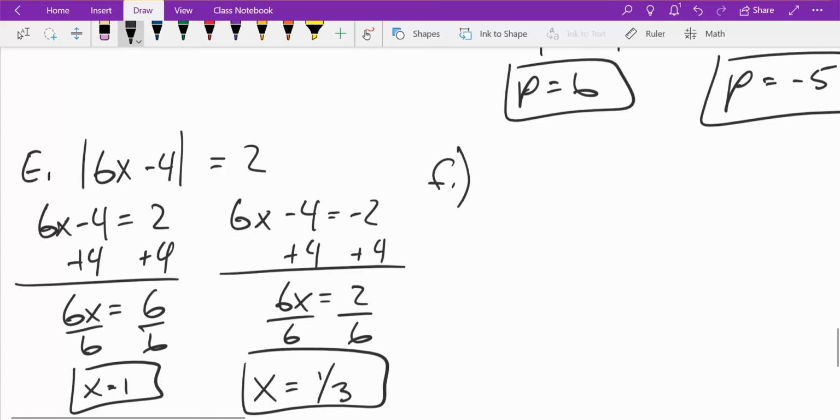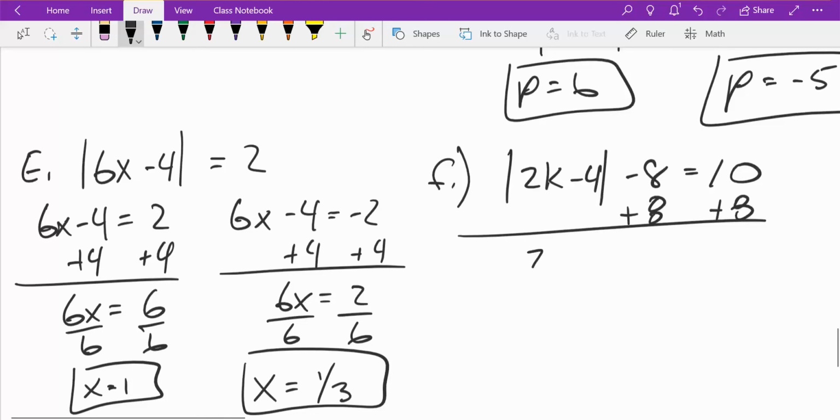F, absolute value of 2k minus 4 minus 8 equals 10. So now when we don't have our absolute value by itself, we need to get it by itself. So I need to add 8 to both sides first. Now I've got the absolute value of 2k minus 4 equals 18. Now we can have our positive and negative side.